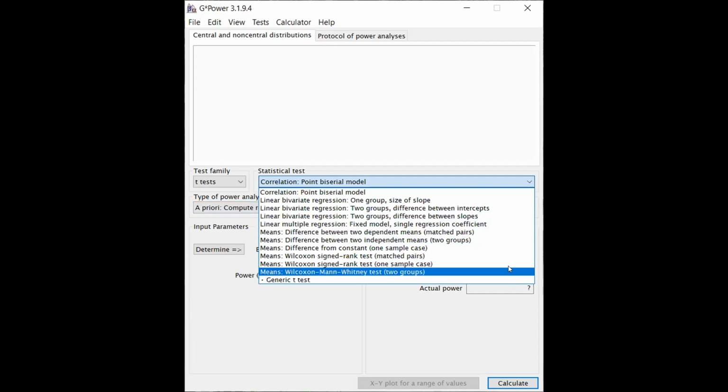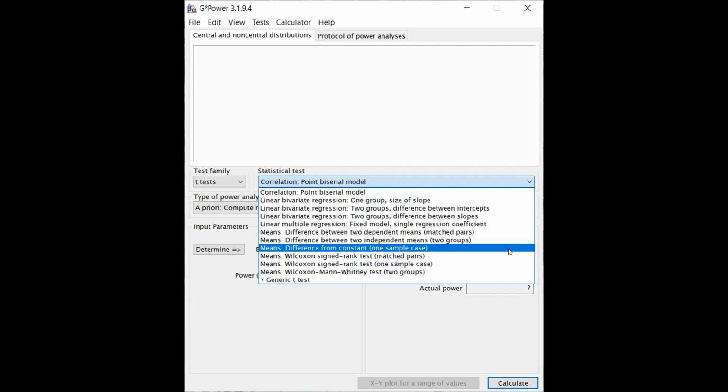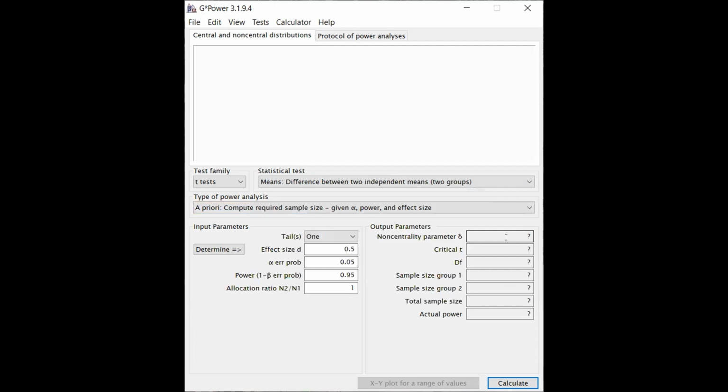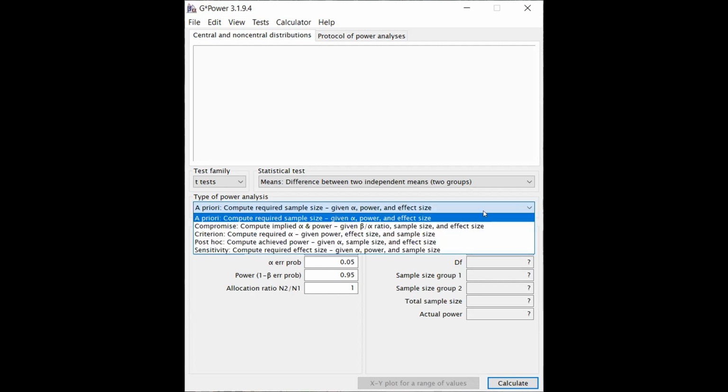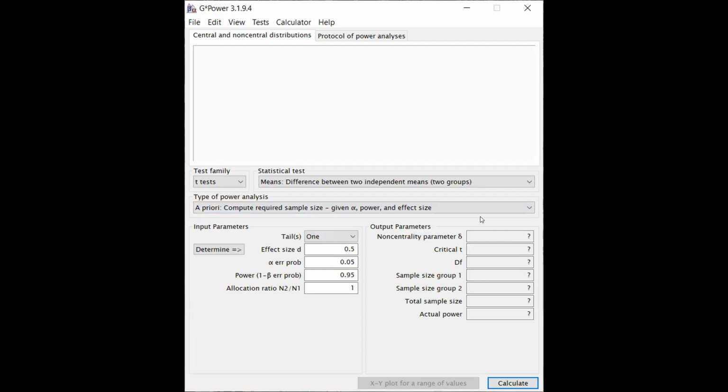Okay, the most common is the difference between two groups. Mean difference between two independent means or two groups. So that's an independent samples t-test I've just selected right there. And then I want to know a priori how big my sample size needs to be. So I've selected a priori, which is the most common reason I'm going to be in here.